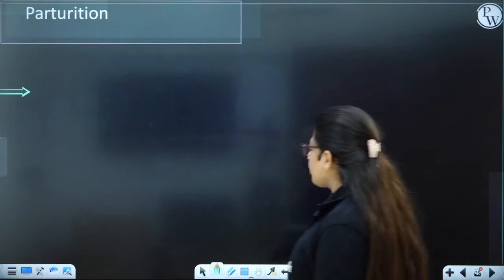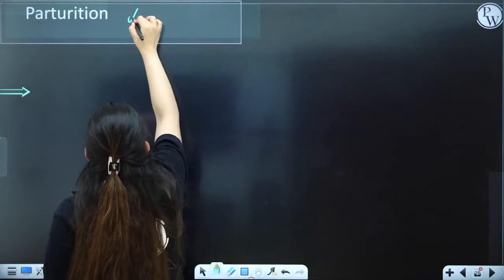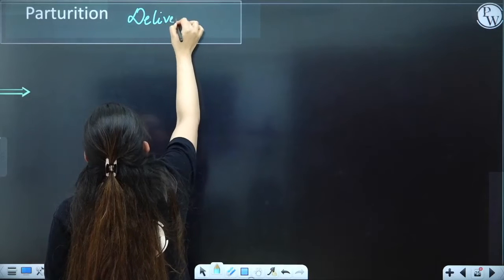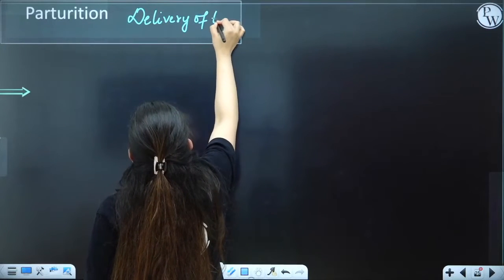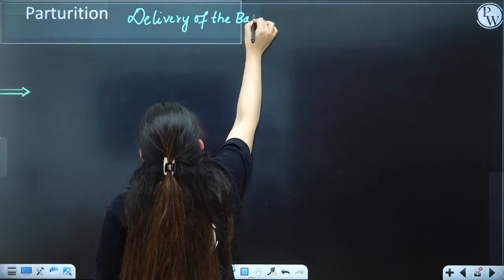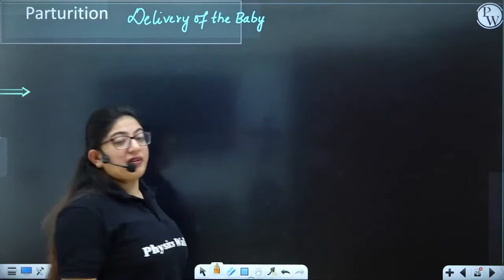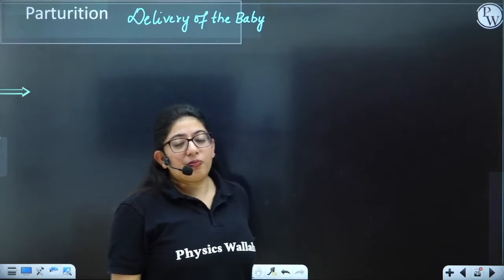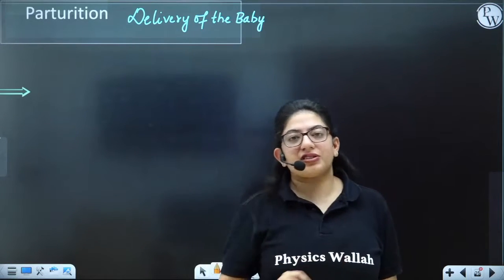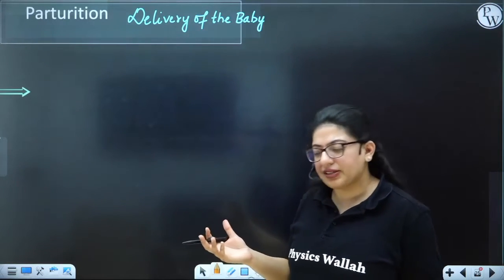Yes. Parturition is delivery of the baby. Okay, so here for parturition, listen to me very carefully. A reflex works. I hope you all understand what a reflex is, right?